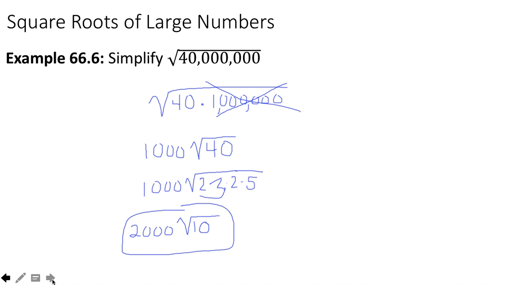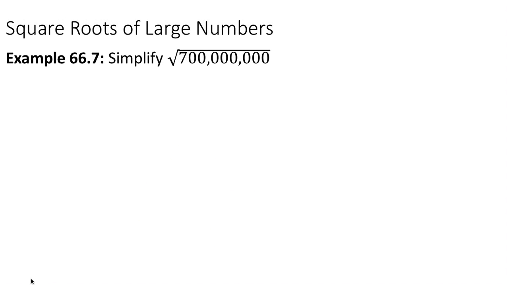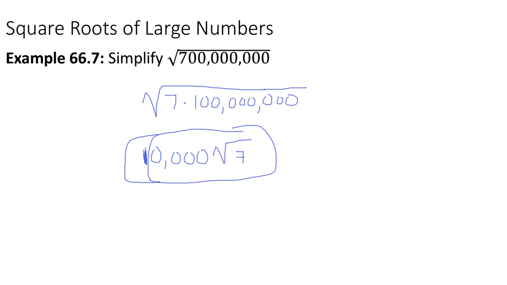All right, last example. Go ahead and try this one. And checking the last answer, we have 7 times 100 million. That already has an even number of zeros. It has 8 zeros. So the square root of it would have 4 zeros. So the square root of it would be 10,000. And then the square root of 7 cannot be broken down any further since 7 is a prime number. So that's it for the lesson.